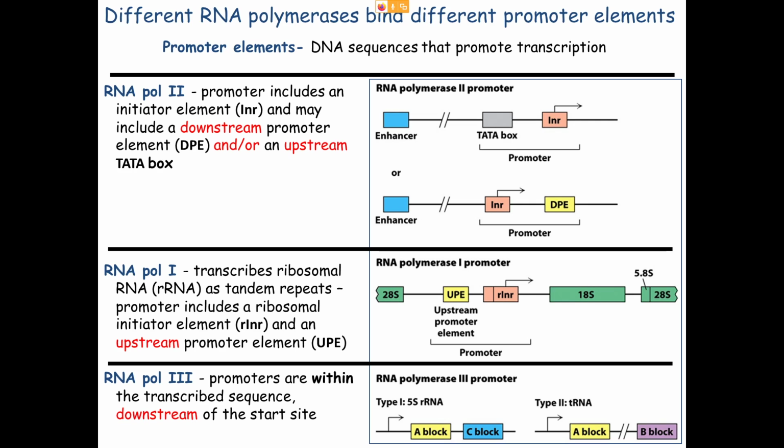So evolutionarily, this also makes sense. Type 1, everything upstream tells it where to bind and where to start. Type 3, polymerase type 3, everything is downstream of the start site, nothing upstream. And type 2 uses a combination of one or the other or both.